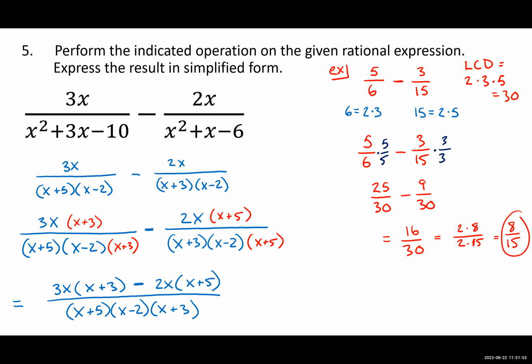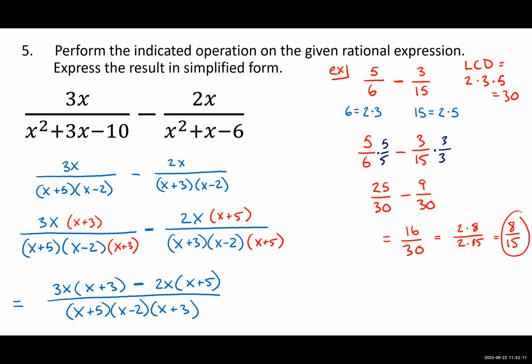Now you may want to pause the video right now and just really absorb how this is the exact same sequence of steps. On the right, when it's only numbers, 5 over 6 minus 3 over 15. And on the left, when we have polynomials. Right, but it's the same process.